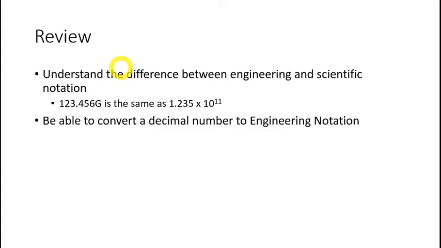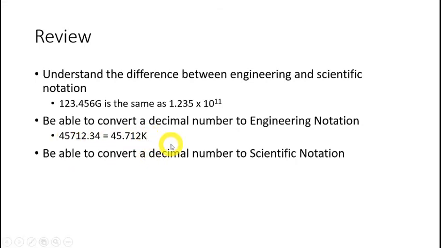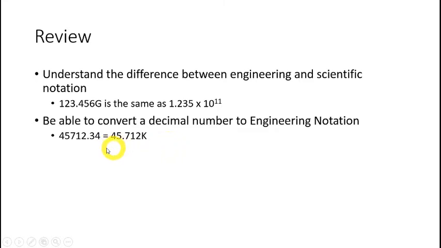So in reviewing, we should be able to now convert a decimal number to engineering notation. So if we take a number like, let's see, 45,712.34. If we converted that, that would be the same as 45.712 kilo. Okay. You see that I moved the decimal point over 3 positions there. That's why I used kilo. And I did have to truncate off some numbers there to get to my 712.